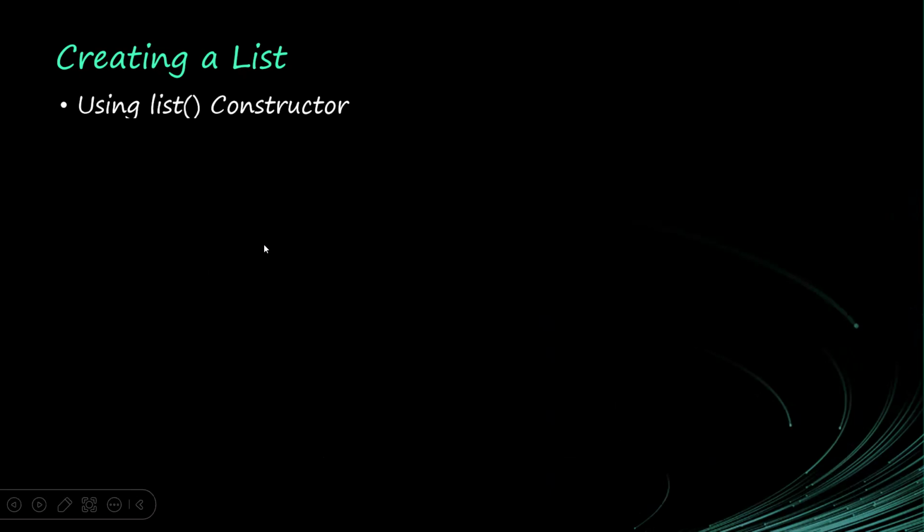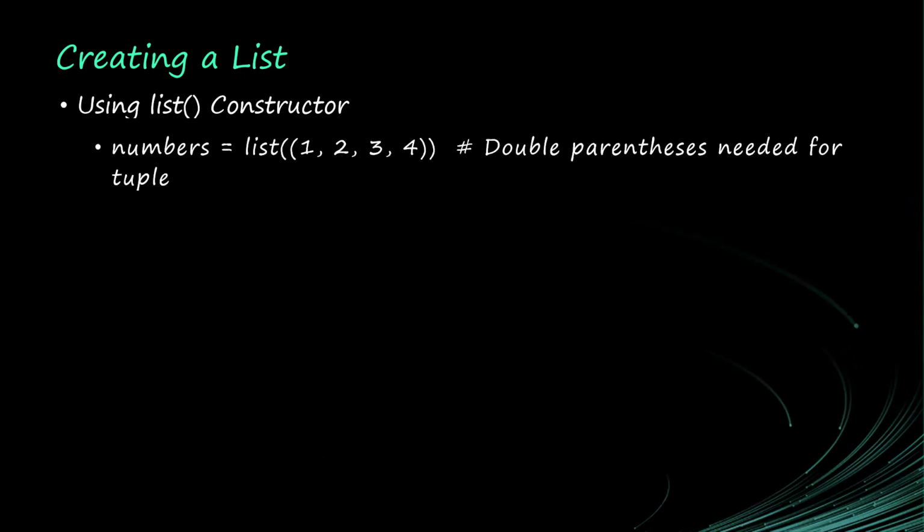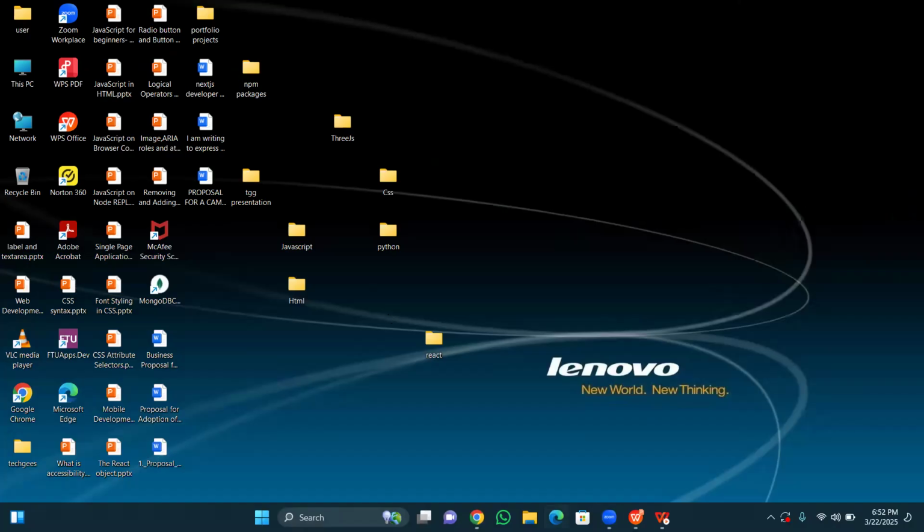So you can also create a list using the list constructor. Now, we use this list constructor whenever you want to convert maybe a set or a tuple or a dictionary to a list. That is where we use it. So in case you have a tuple, all right, you can convert it to a list using this list constructor. Okay, so we haven't talked about tuple yet. Okay, let me show you how to do this.